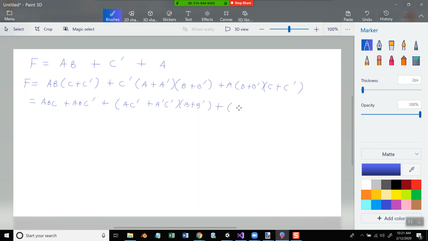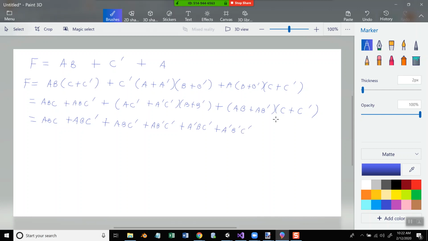Here, A times B is AB. A times B prime is AB prime. C plus C prime. So I got ABC plus ABC prime. Foil this. I take AC prime times B, that gives me ABC prime. AC prime times B prime is AB prime C prime. A prime C prime times B is A prime B C prime. A prime C prime times B prime is all of them primed.